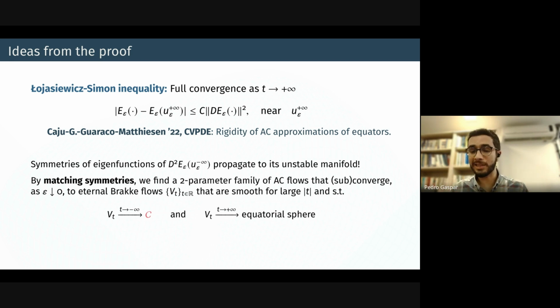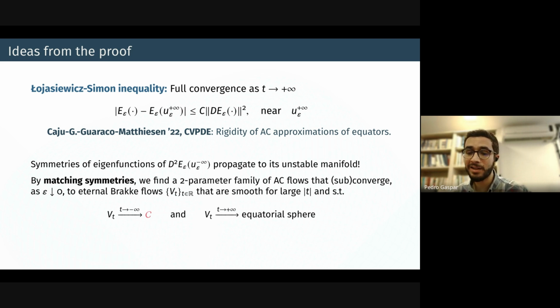Since we're looking at the symmetries of the Clifford torus, in the previous paper with Jingwen Chen, we were able to construct two-parameter flows that connect the right solutions, that connect the right minimal surfaces. And this two-parameter family has to do exactly with the symmetries of the torus.